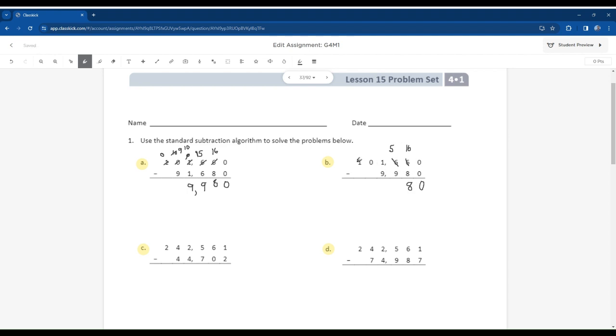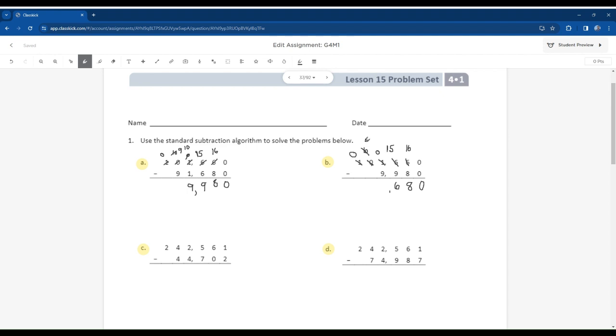5 minus 9, I would have to regroup. So I'm going to regroup over here from my thousands, which leaves me with no thousands. So I have 10 extra hundreds to play with the 500s that I already have. So 15 minus 9 is 6. And 0 minus 9, I would need to regroup from the 100,000s over here. So 0 100,000s would give me 10 10,000s to play with, but I still need thousands.